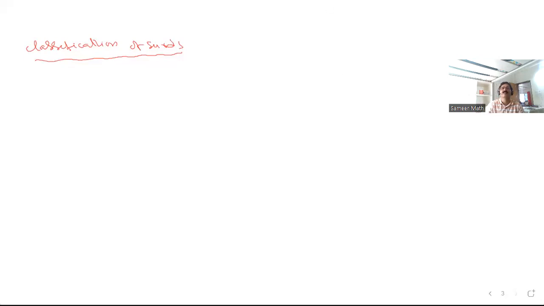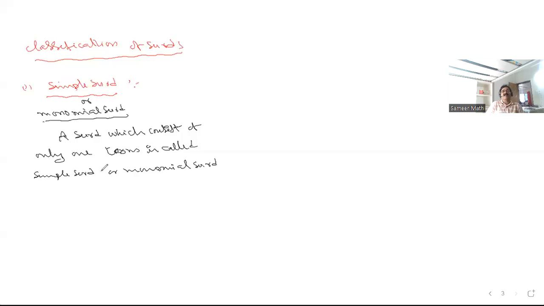I'll write now. You see this, guys? I'm going to write. As I said to you, simple surd. What is the meaning of that? Very simple. A surd which consists of only one term is called a simple surd. Now you see here, which one is a simple surd. Here I'll write simple surd. Root 2 is a simple surd. 3 root 2 is a simple surd.